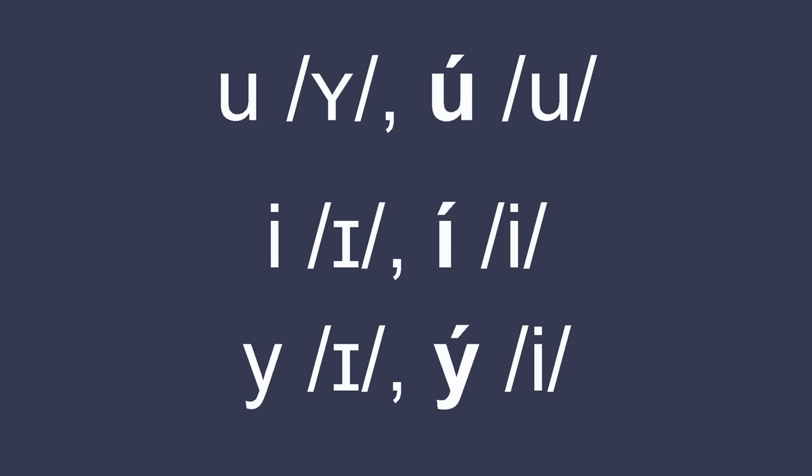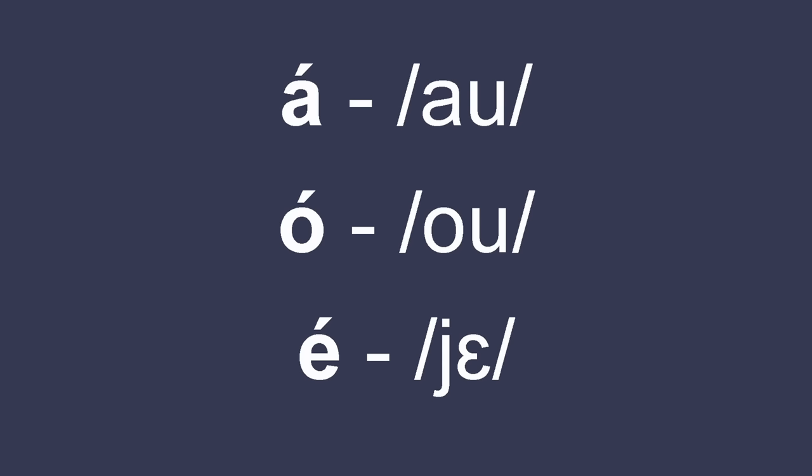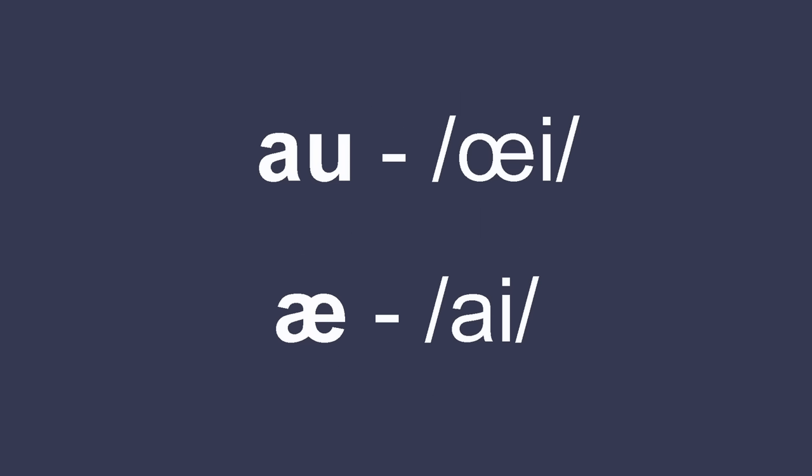Icelandic orthography uses acute accents to mark short and long pairs of vowels, although both I and Y are used for I, and their acute forms are both used for I. For the other vowels, though, acute A represents the diphthong au, acute O represents O, and acute E is used for the sequence ye. AU, strangely, is used for A, and the ligature AE represents I.